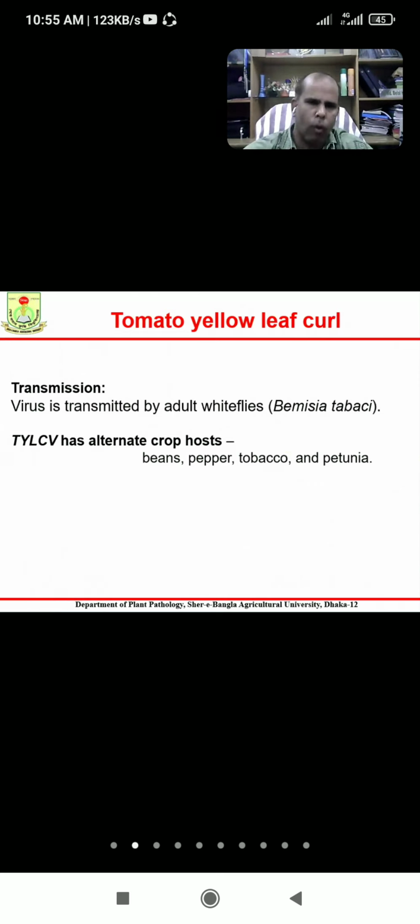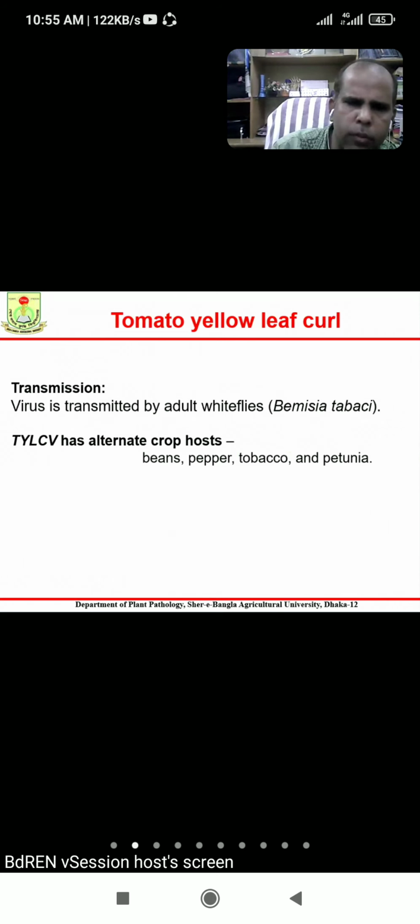semi-persistent way. And TYLCV also has alternate crop hosts: the bean, pepper, tobacco, and petunia. These are the alternative hosts of this virus. That means it cannot survive in the insect body, I mean, in the whitefly, but it can survive in the alternative host. That is why I include this information.